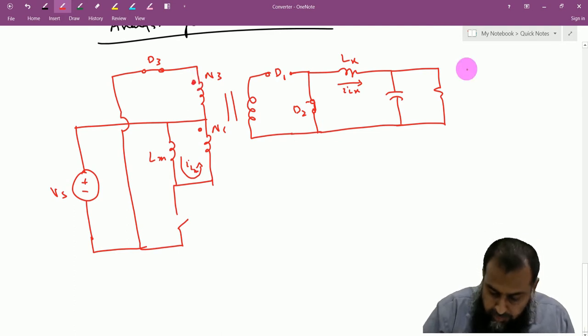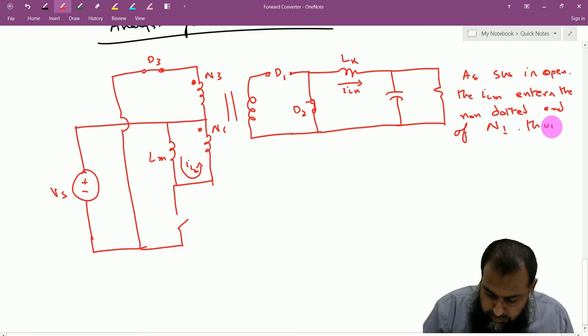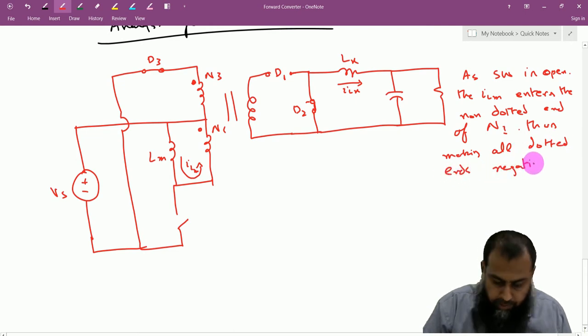So let me write it as: switch is open, the ILm enters the non-dotted end of N1, thus making all dotted ends negative, right?